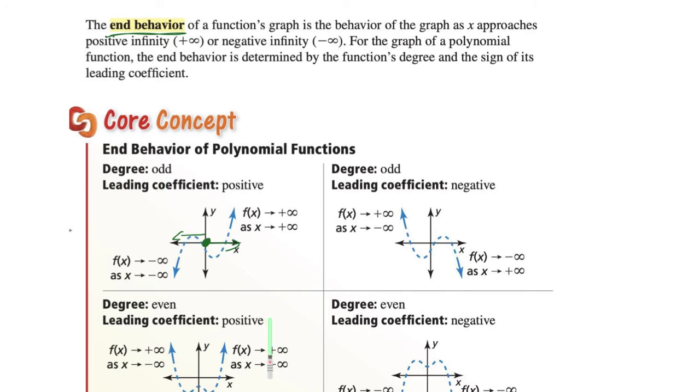As you can see, whenever the degree is odd, I'm going to have one going down, one going up. If the leading coefficient is positive, we're going to go down on the left, up on the right. And if the leading coefficient is negative, then we're going to go up on the left, down on the right. If the degree is even, both of them are going to go in the same direction. If the leading coefficient is positive, both of them are going to go up. And if the leading coefficient is negative, both are going to go down.